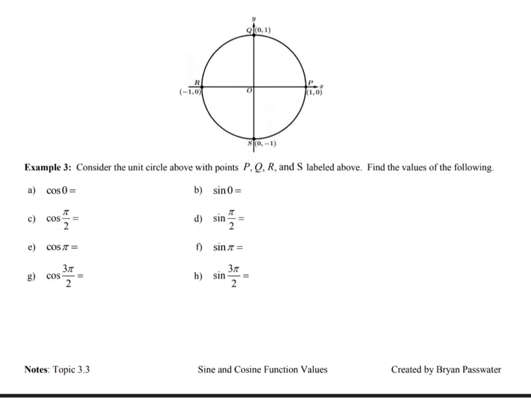Okay, really quickly, this is example 3. It says, consider the unit circle with points P, Q, R, and S labeled above. These are the quadrantal angles. Find the values of the following. So, fast. Cosine of 0. Remember, cosine is going to be your x value on the unit circle. So, 1, and then pi over 2. Cosine of pi. Cosine of 3 pi over 2.